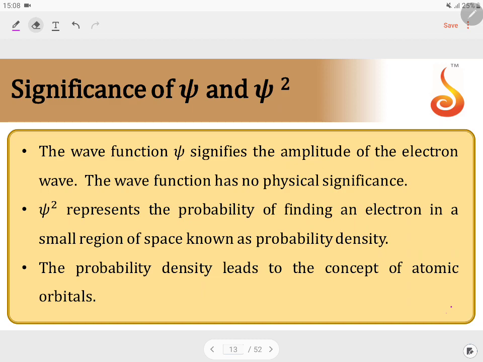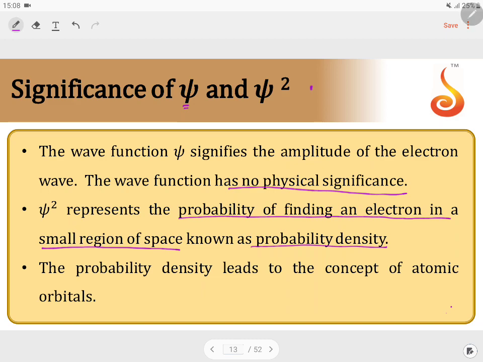See, by looking at the value of psi, you cannot get any useful information. That is, the wave function has no physical significance. But when you square the psi, that is psi square, this represents the probability of finding the electron in a small region of space. That's known as probability density. So psi square represents the probability of finding the electron in a small region.